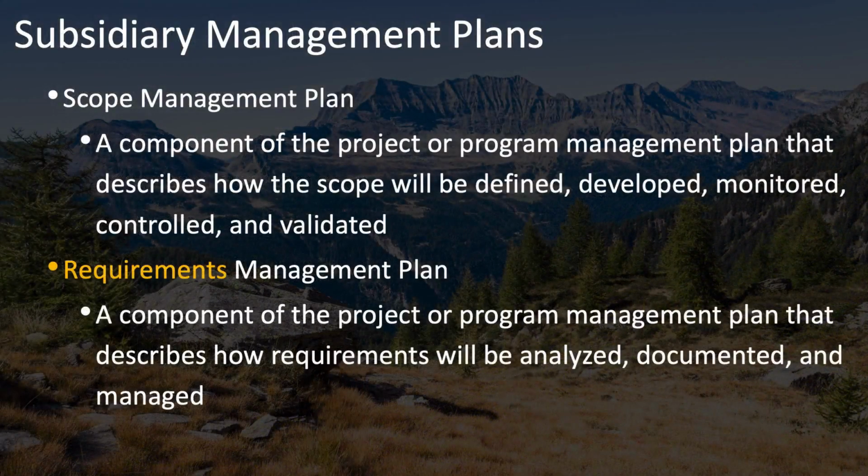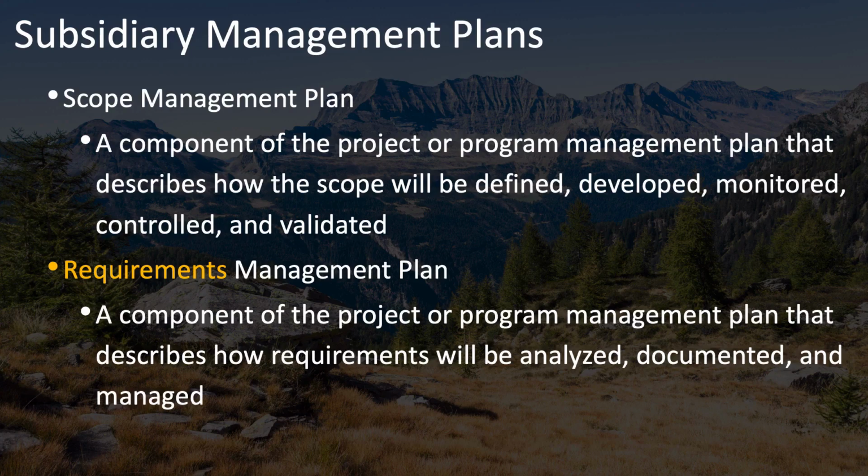The scope-related management plans that are part of the project management plan include the scope management plan and the requirements management plan. Notice that these are not the same thing and that there is a distinct difference between them. The scope management plan describes how the scope will be defined, developed, monitored, controlled, and validated. Whereas the requirements management plan describes how requirements, not the scope, but the requirements, will be analyzed, documented, and managed.